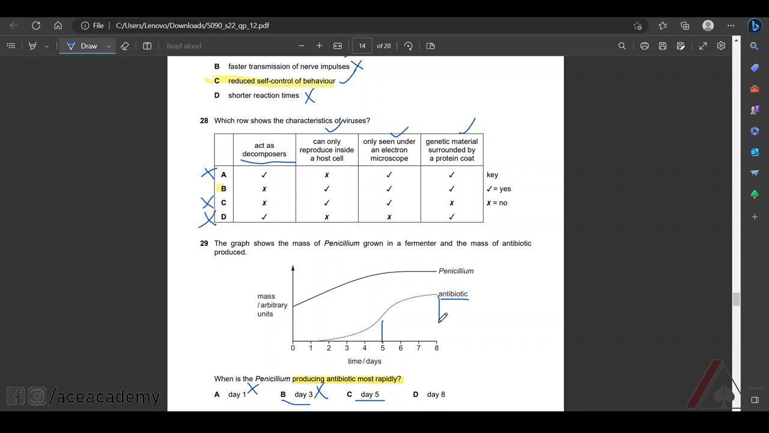At day 8 over here, again, the mass of antibiotic has become constant. It's higher than it was at day 5, but the gradient of the graph is again 0. So while the mass of antibiotic is higher, the rate of production has decreased. It's almost stopped. So the maximum rate of antibiotic production happens at day 5. So C is our answer.